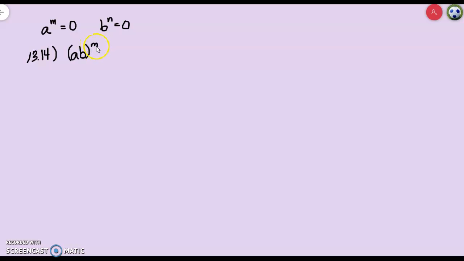So if we just raise this to the mth power here, we have a to the m, and then a to the m equals 0 times b to the m, but 0 times anything just gives us 0. So this tells us that ab is also a nilpotent element.